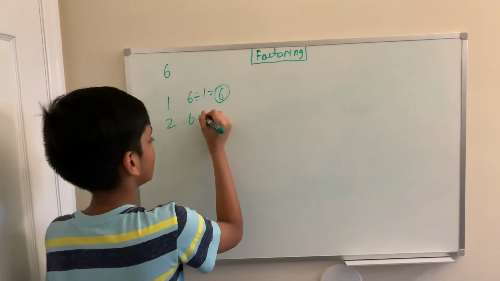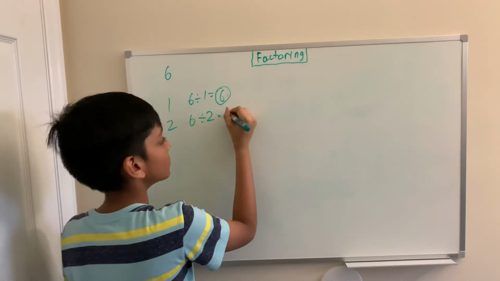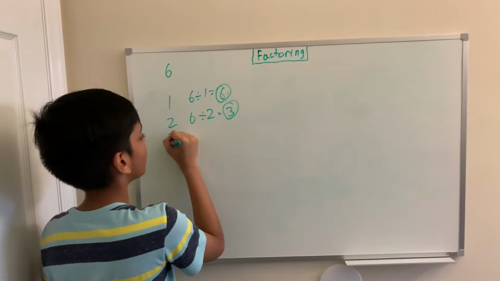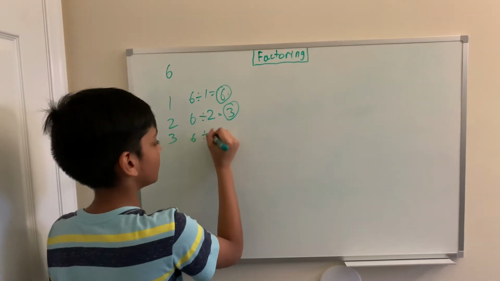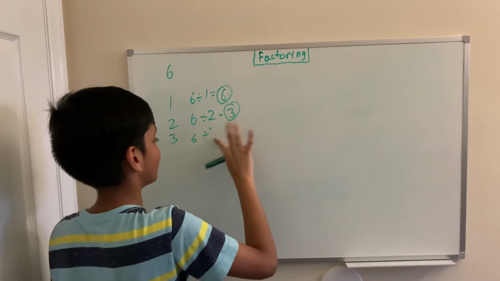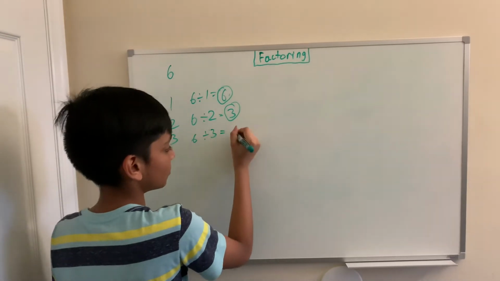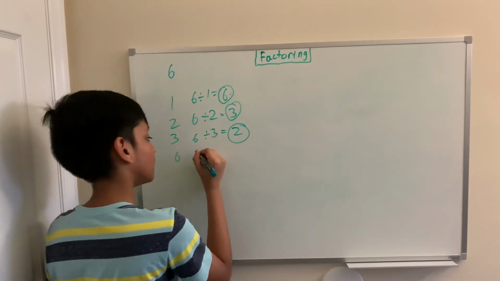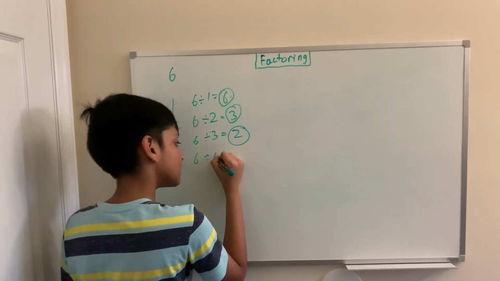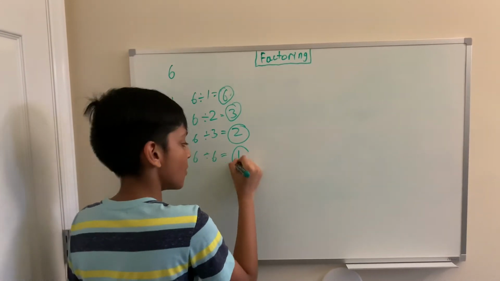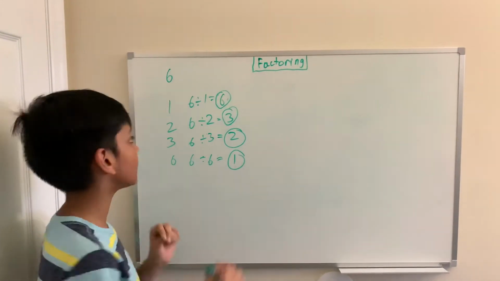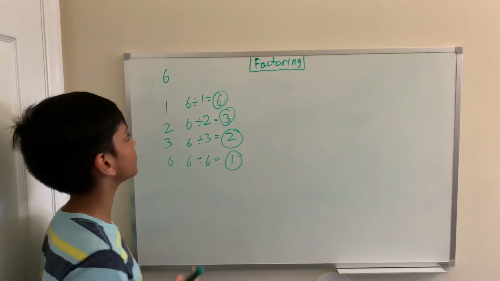And then I can think of 2. 6 divided by 2 equals 3, no remainders. And then I can think of 3. 6 divided by 3 equals 2, no remainders. And then I can think of 6 itself. 6 divided by 6 equals 1, no remainders. Those are the factors of 6: 1, 2, 3, and 6.